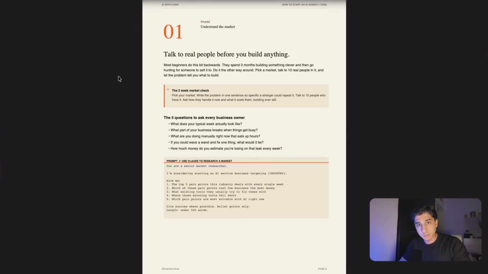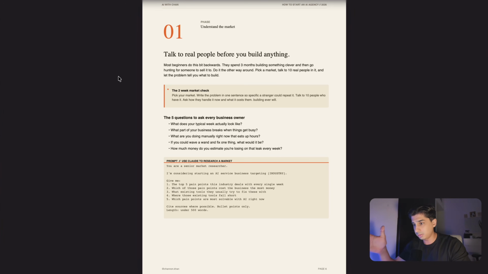Now, a thing that's worked for me and that's helped me scale to 6-figure months, and I've been doing this for about 2 years now, is talk to real people before you even build anything, okay? Now, a lot of beginners do this backwards, and I don't understand why they still do it, right? Maybe it's the lack of information online, but I hope this clears everything up for you.